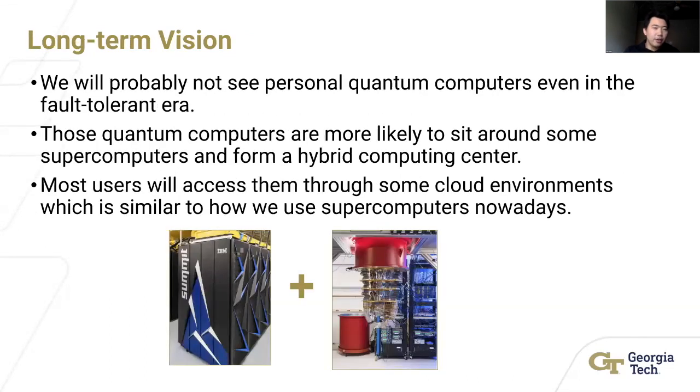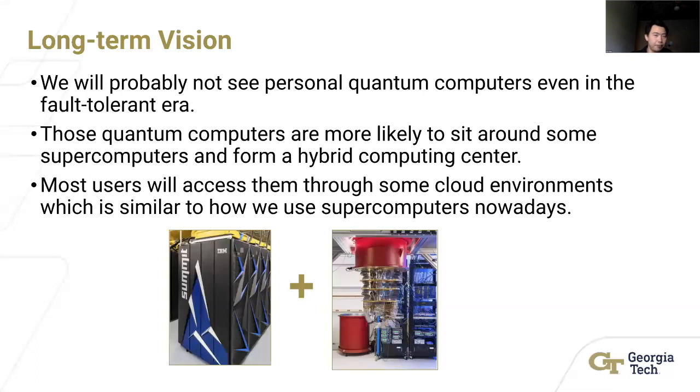So the long-term vision: we have been talking about quantum hardware, algorithms and the stack. Let's think about the future. I would say you will probably not see quantum computers as a personal device even in 20, 30, or 50 years. They will more likely sit around other supercomputers and form a hybrid quantum center. And we will access them through cloud environments, similar to how we use supercomputers nowadays. So this is the vision I have.